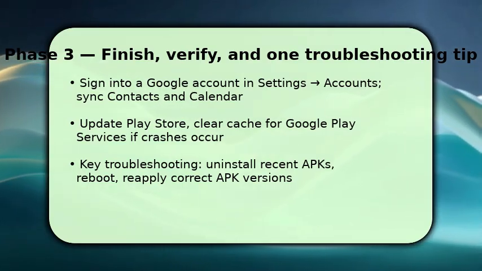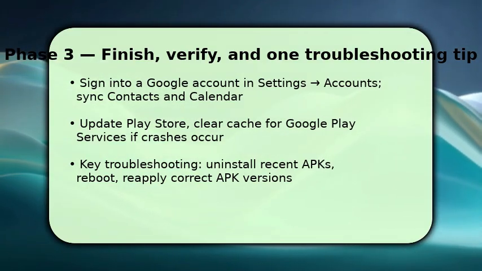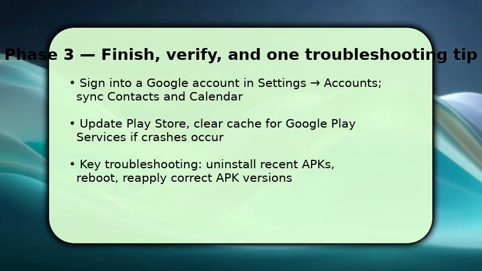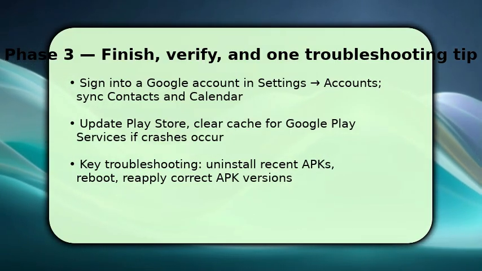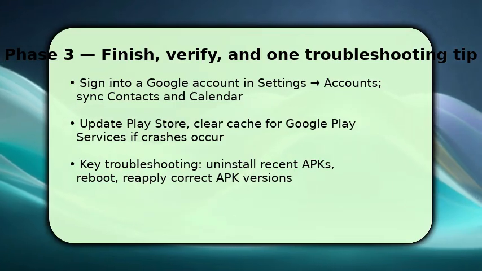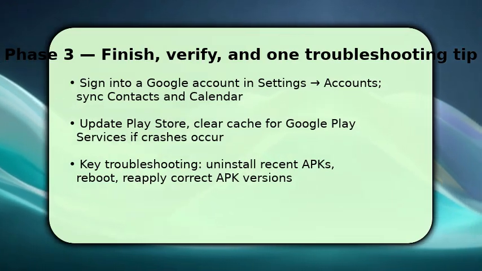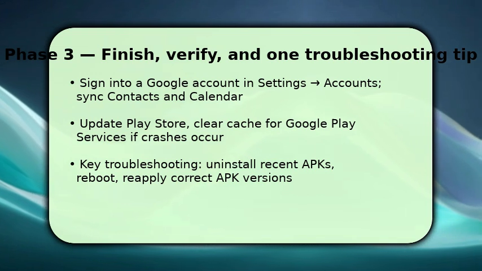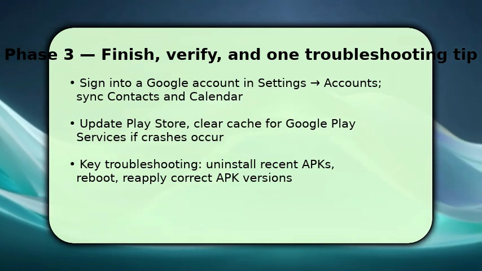Make sure Play Store and Play Services versions match your MIUI. If problems persist, uninstall the most recent APKs you added, reboot, and reinstall the specific builds known to work with your model. Remember, careful version matching solves most installation conflicts.